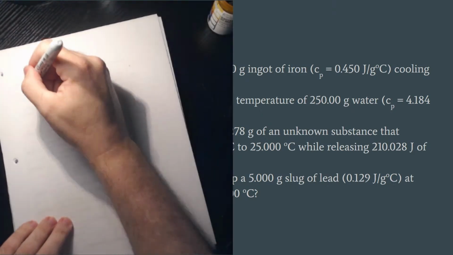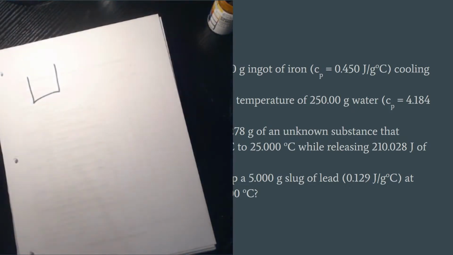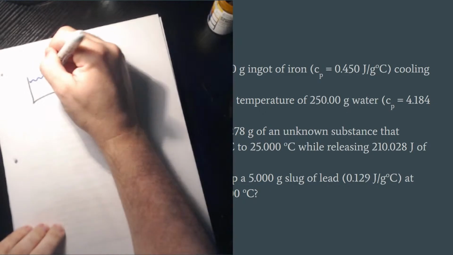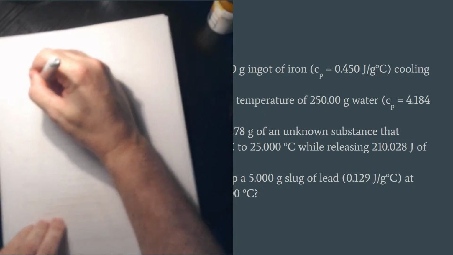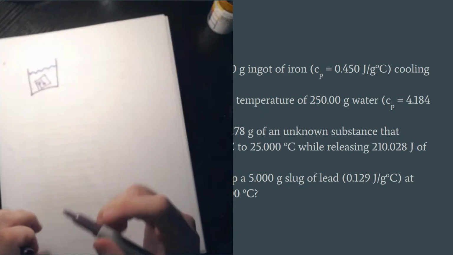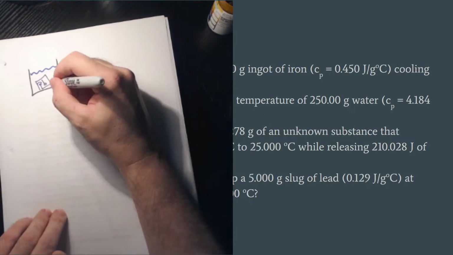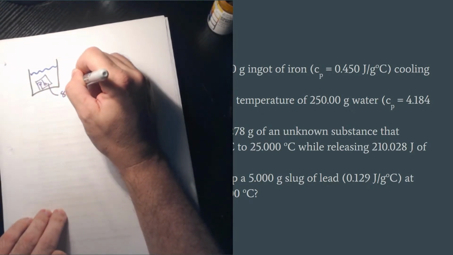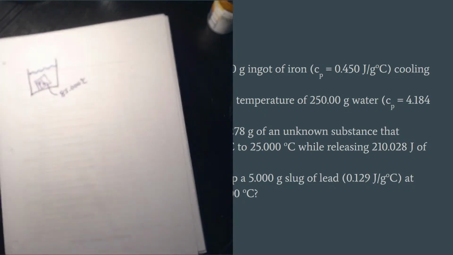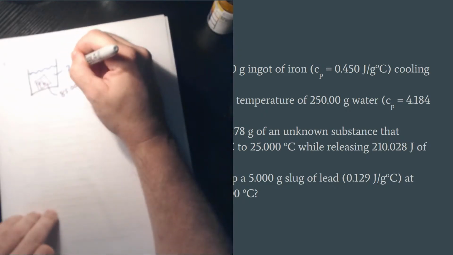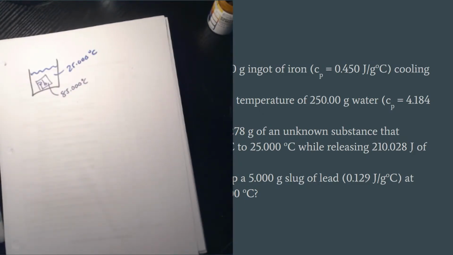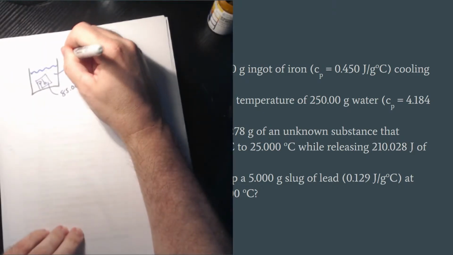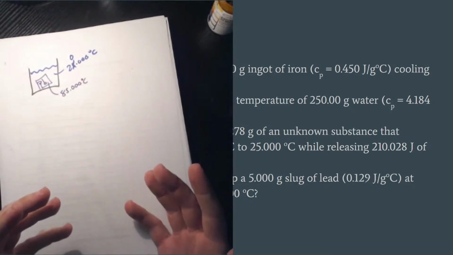Okay. Think of water. We drop in a chunk of lead. The lead is at 85 degrees Celsius. Our water is at 25 degrees Celsius. Yes. No, it's 20 degrees Celsius. Excuse me, it's 20 grams. Yeah, 20 degrees Celsius. All right, what is the final temperature going to be?